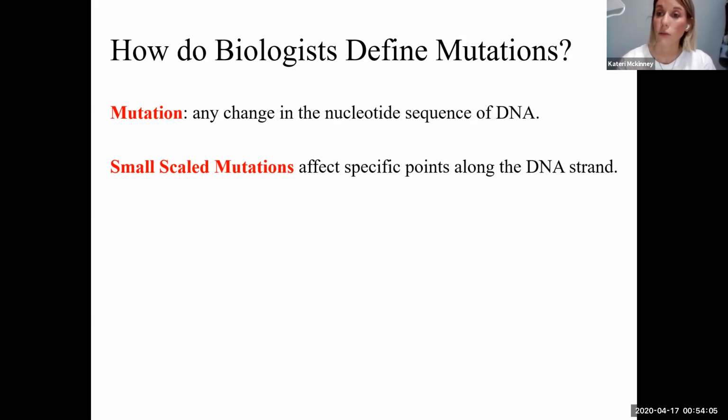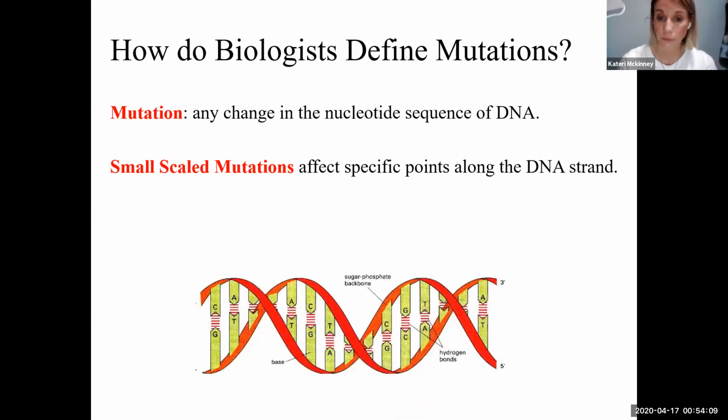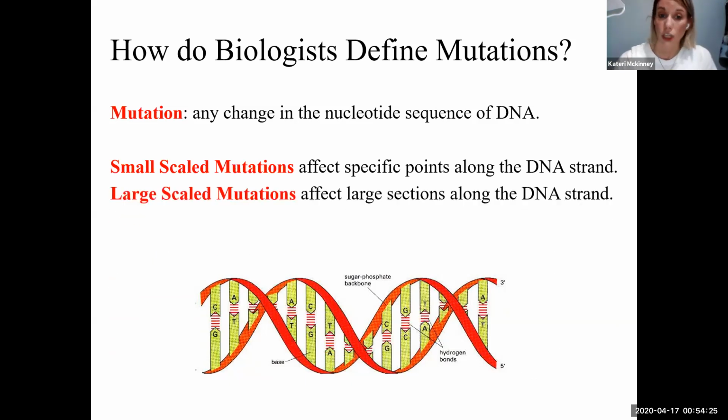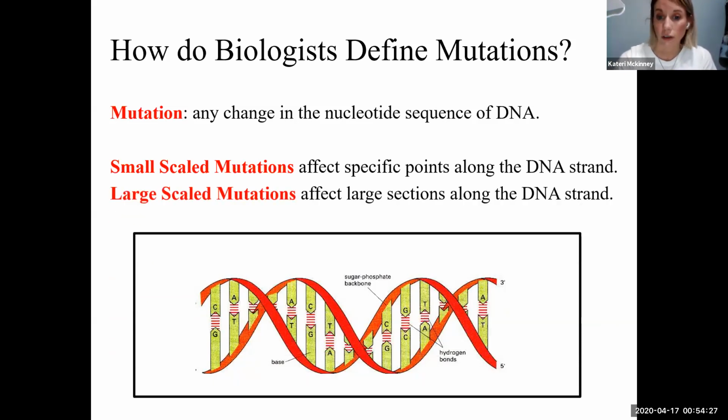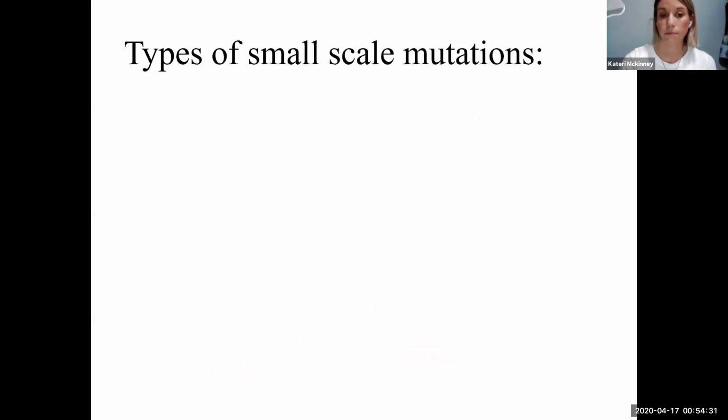There are small scale mutations, which affect specific points along the DNA strand. And so we have a DNA strand. This would be a small scale mutation. It happens right at specific points along the DNA strand. This would be a DNA molecule, and it would be a double helix because there are two strands wound together to form that helix. Large scale mutations affect large sections along the DNA strand, so the entire section is affected by this mutation.